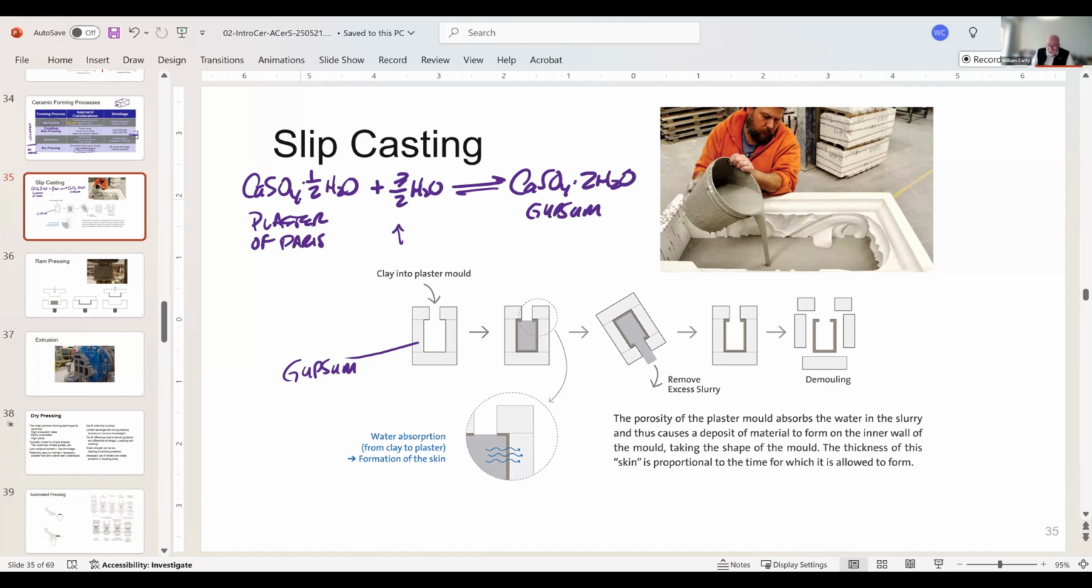If we increase the water content, I increase the porosity in the mold. And with an increase in porosity, I see a decrease in mold strength, a decrease in abrasion resistance, meaning that the mold can be abraded more as I increase my porosity. More porosity means there's more water. So there's a trade-off here.